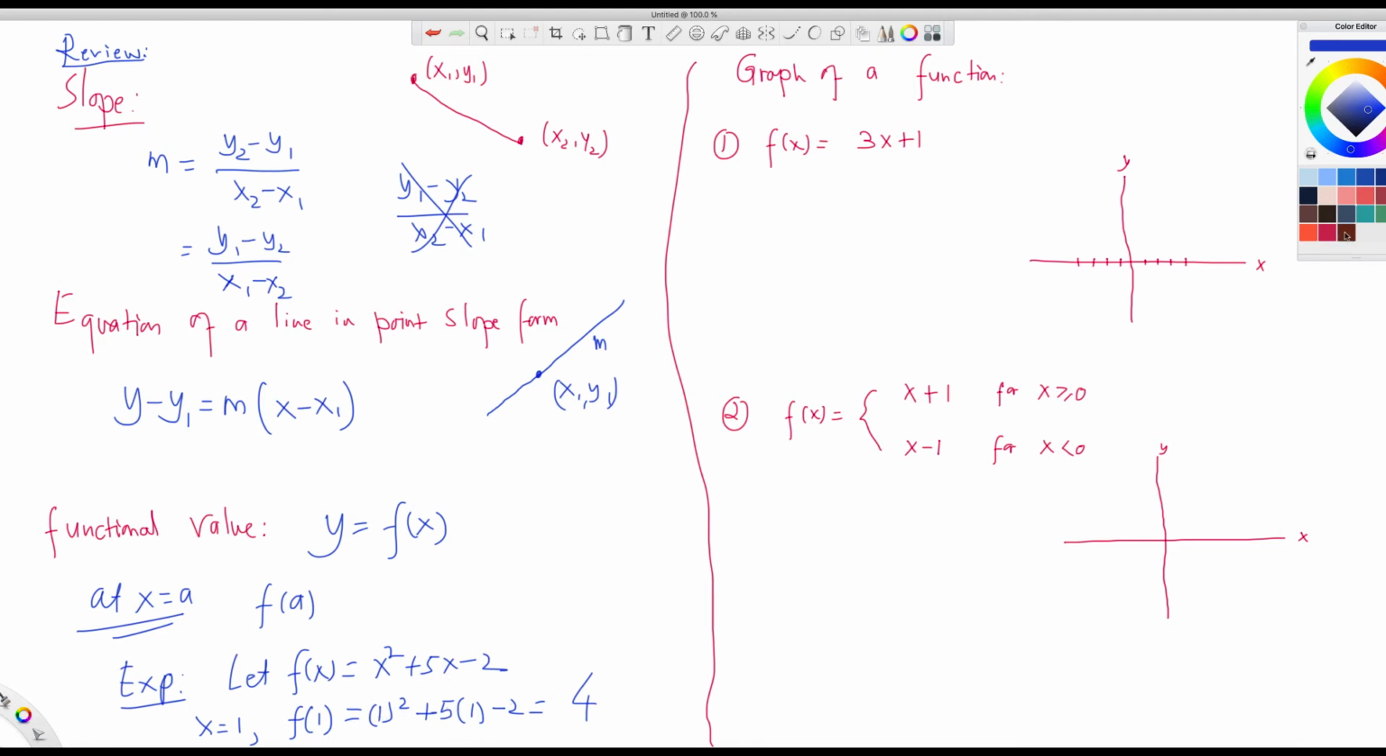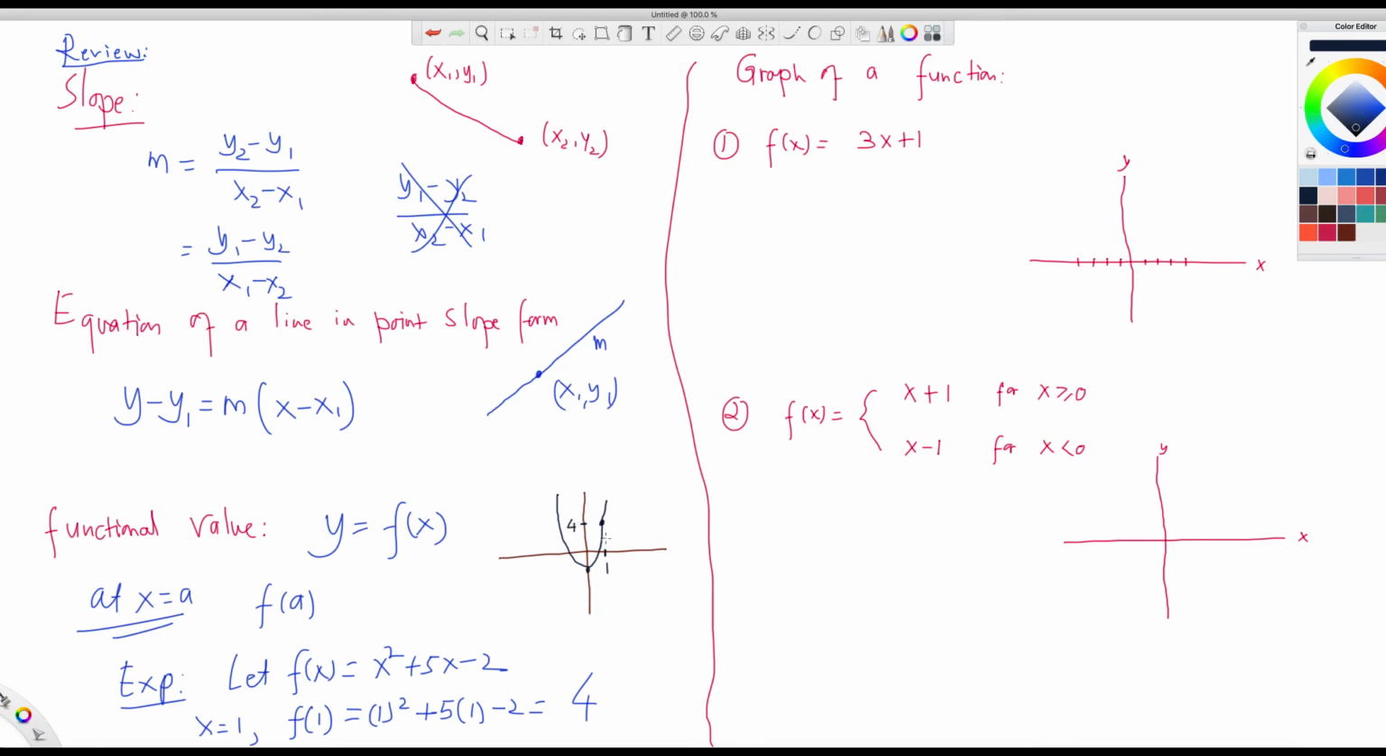What does that mean? In terms of the graph, the functional value is the height of the function, okay? The height of the function at a particular point. For example, if you draw the graph of this function, it will look like this. There is negative 2 there, okay? And you want to know the height of the function at x equals 1. At x equals 1, the height of the function is that one, right? You see that? So that is basically 4.